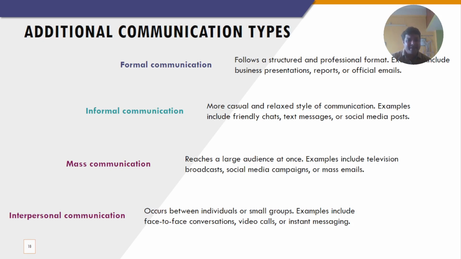Informal means a more casual and relaxed style of communication, such as text messages, chatting with our friends, social media posts. These are all informal communication. And the third one is mass communication. So, what is mass communication? Reach a large audience at once. When we want to communicate with multiple numbers of audience, a large number of audience.